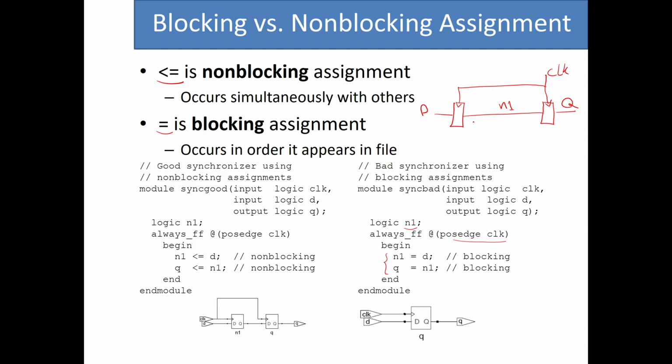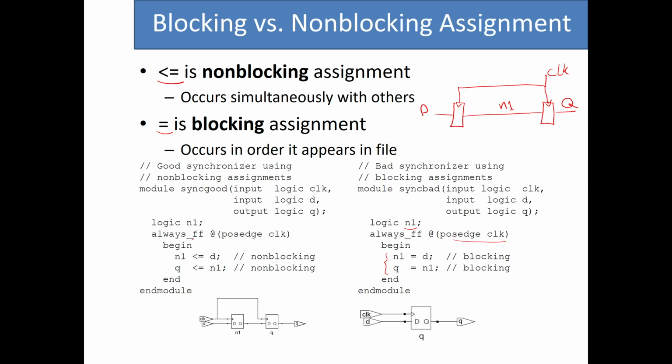The reason this happens is that we are using blocking assignment. When we use blocking assignment between these two lines, it tells SystemVerilog to first execute this part and then execute this part. While for the synchronizer example, as soon as the edge of the clock happens, these two work simultaneously. So that's why we need to use non-blocking assignment to have the functionality that we want for the synchronizer.